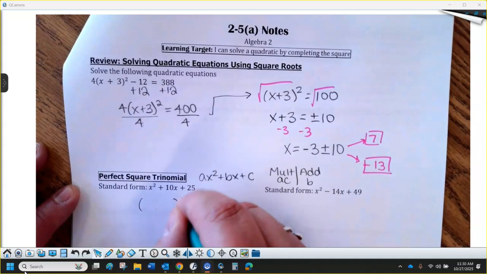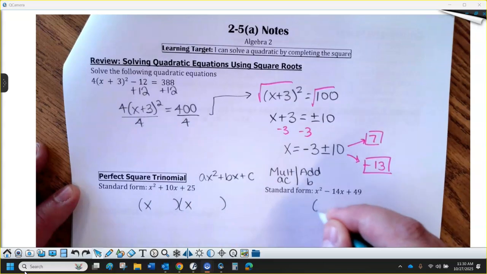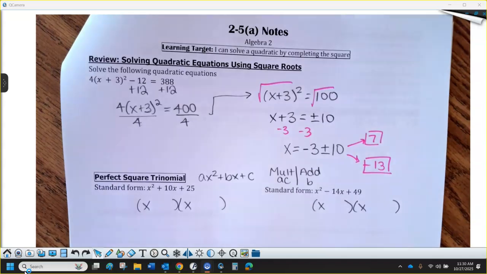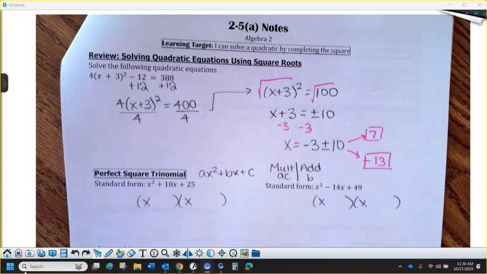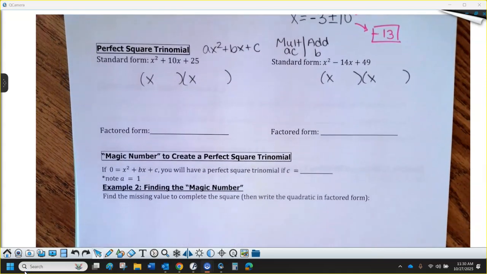So I'm going to just do my 2 little sets of parentheses. And for both of these questions, it's just going to start with an x. And these are perfect square trinomials. If you don't remember what that means, that's why we're going to review it here real quick. But you're going to get this perfect square trinomial, or we're going to create one, in every single one of the questions today. So that's why I wanted to review it.